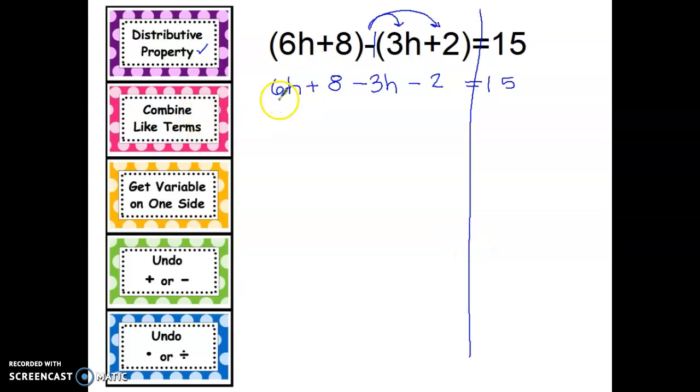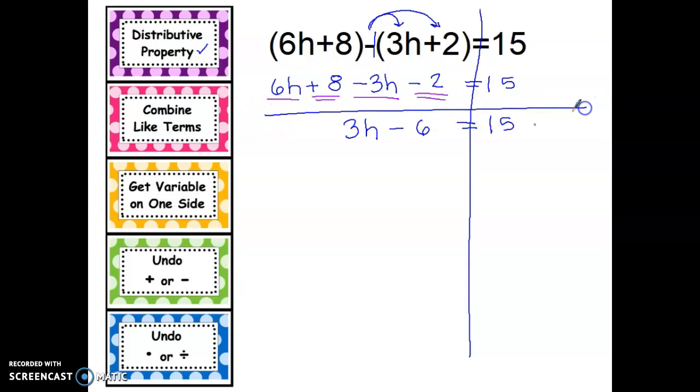Step 2 says combine like terms. So we're going to look at the same side of the equal sign. On this side, well, we have these two terms and these two terms that are like terms that we can combine. So let's do that. 6h minus 3h gives us a 3h. 8 minus 2 gives us a 6 is equal to 15.